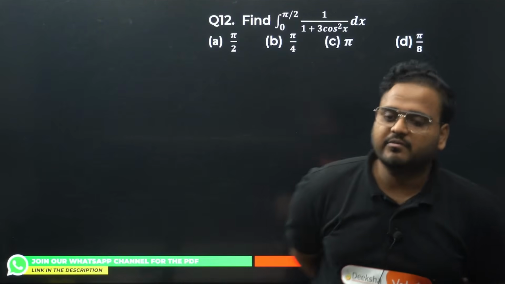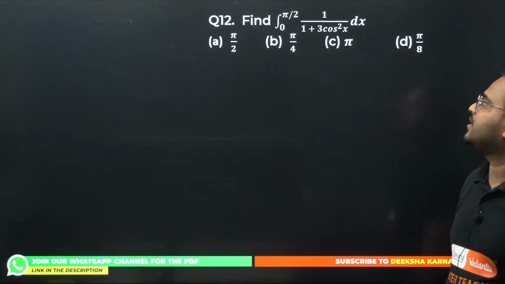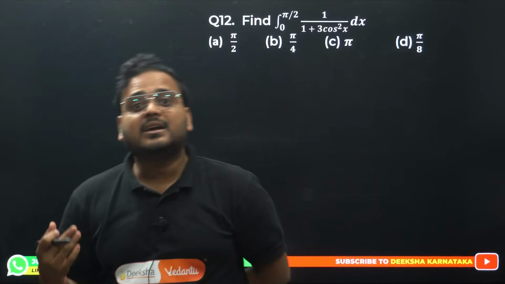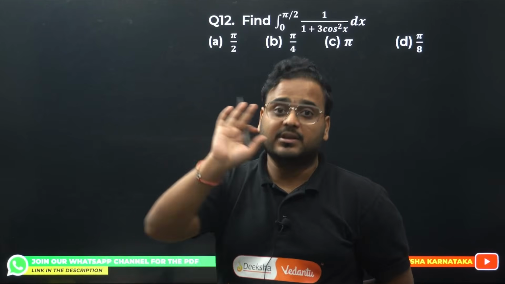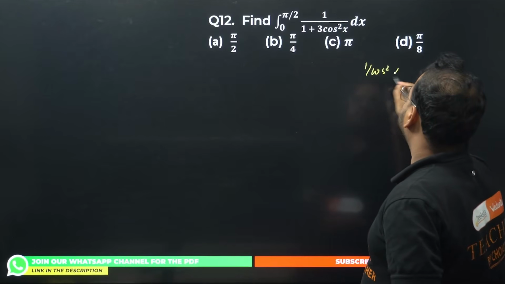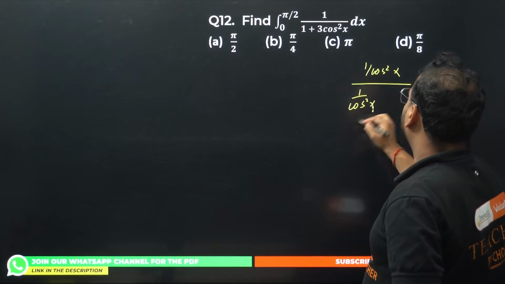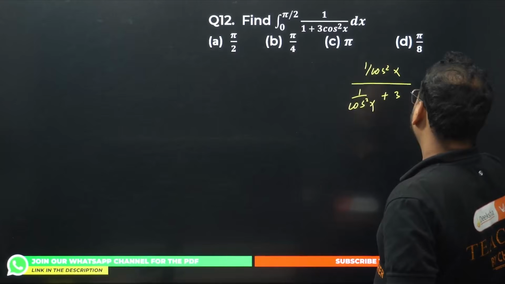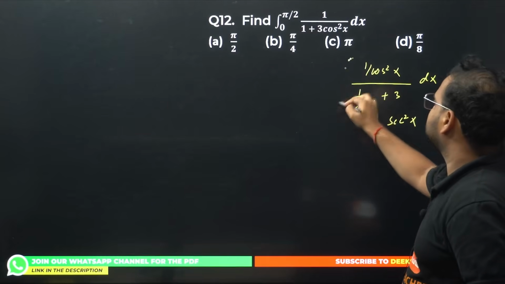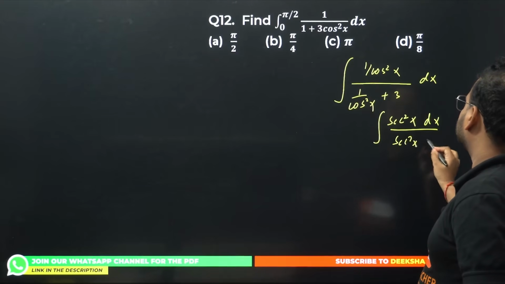Find integral 0 to pi by 2, 1 upon 1 plus 3 cos square x. Whenever you see cos square in the denominator, the hint is use division by cos square. It'll change the entire question. See, it'll become 1 by cos square of x. We'll have over here 1 by cos square of x plus 3 dx. Check this out. It'll become sec square x dx upon sec square x plus 3.